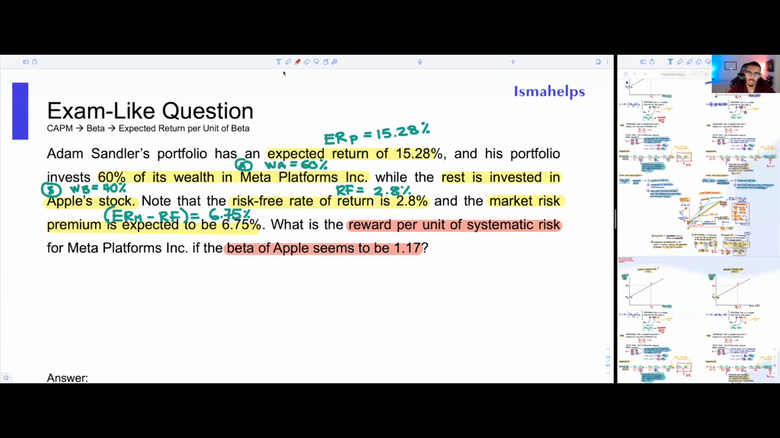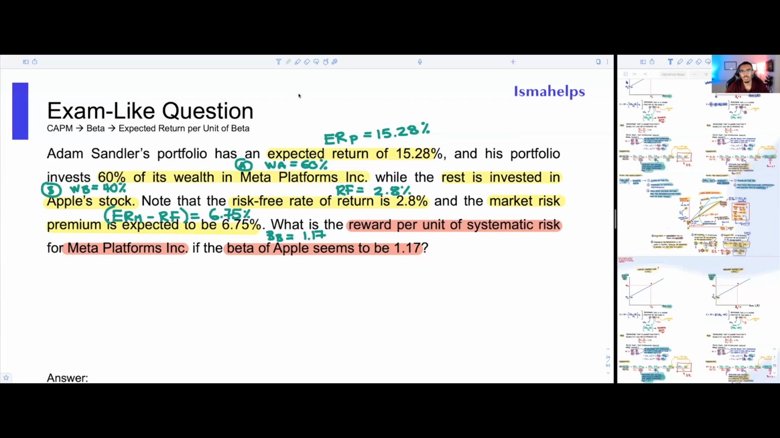This is getting strange. We're talking about expected returns, we're talking about a bunch of stuff, but also we're talking about beta. So what are we going to do with that? We know that the beta of Apple, so I guess we're going to call it the beta of B, just to be very concise here, is 1.17. So we're going to try to work through this and make sense of it, because we want the reward per unit of systematic risk for Meta Platforms Inc. That's what we want. So we want the reward per unit of systematic risk for asset A.